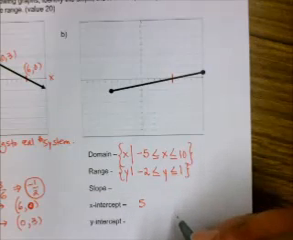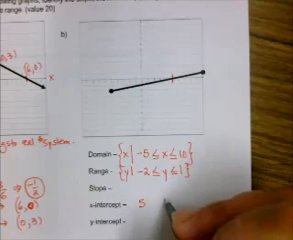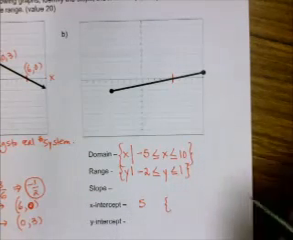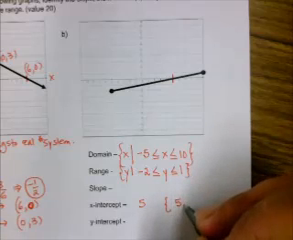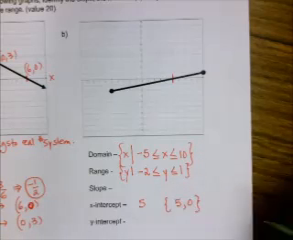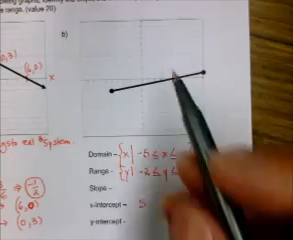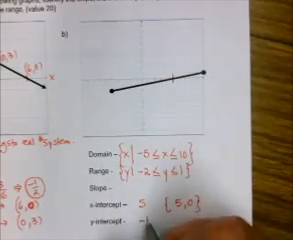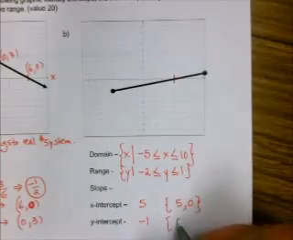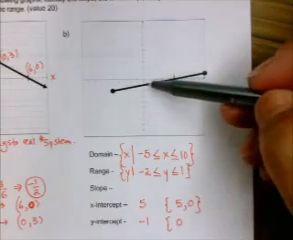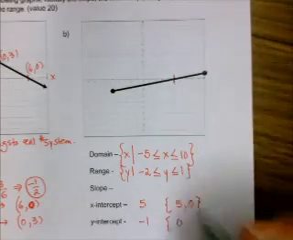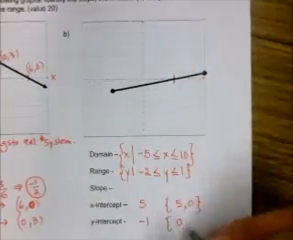And how would I write that? I could write it, if I wanted to write it as an ordered pair, I would say it's at the 5 and 0. Remember that the y will always be 0 on my x-intercept. And then my y-intercept was at the -1. Okay, and so we always have a 0 on the x. If I had to write that down, that point right there is 0 and -1.